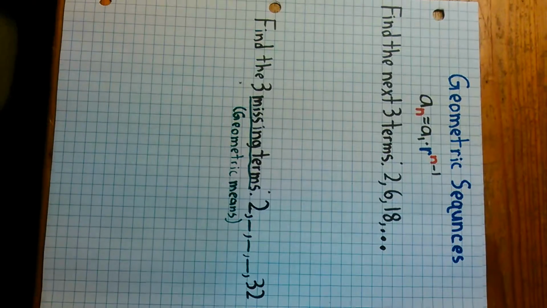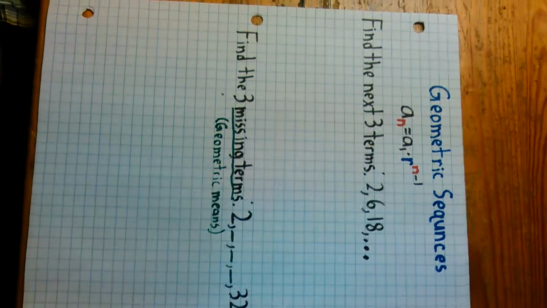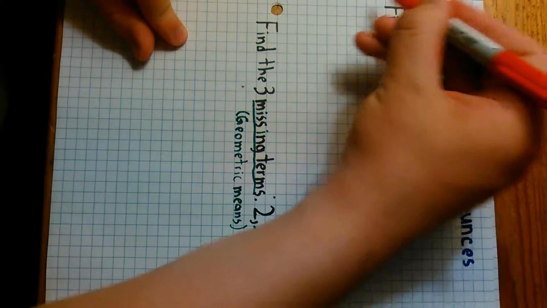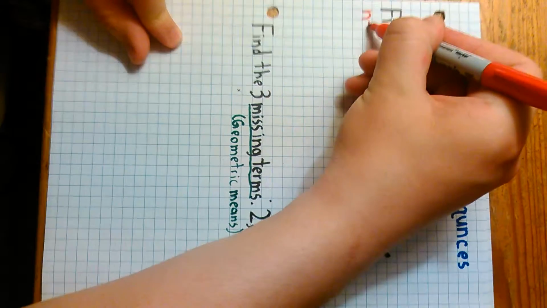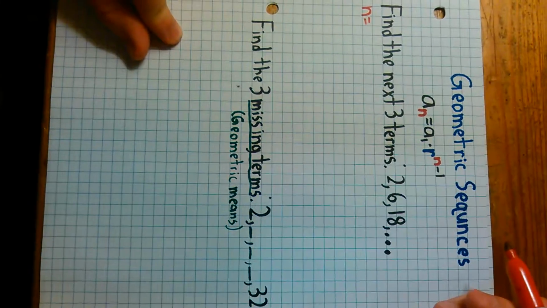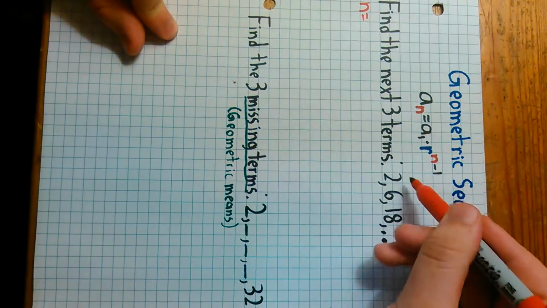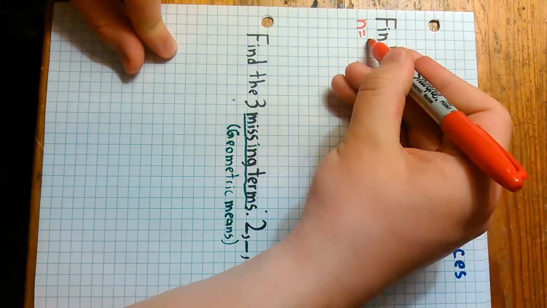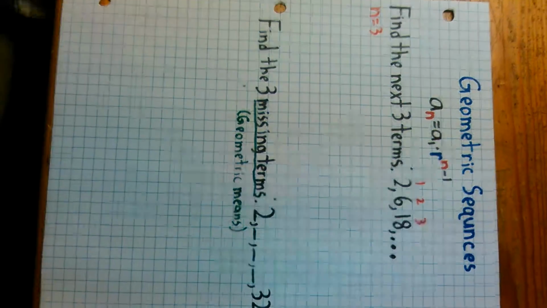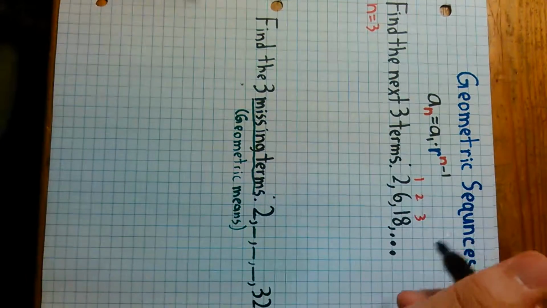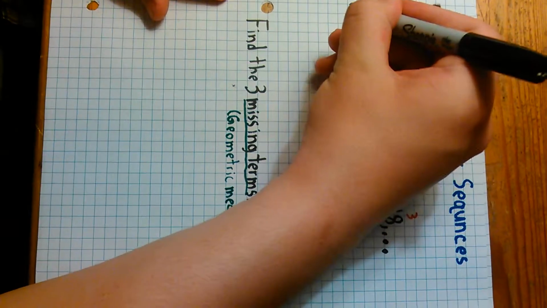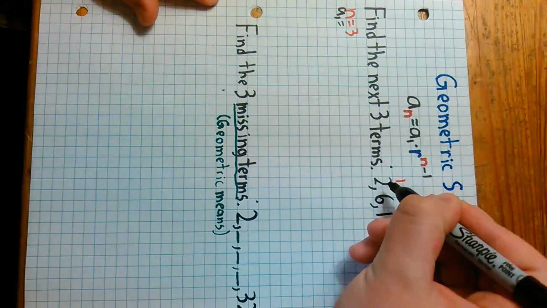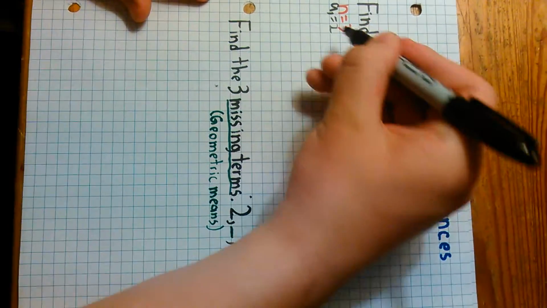So what we do first is we'll figure out what each of our variables are. First, we'll start with n. So n equals just the number of terms in the series, which is 3. We have 1, 2, and 3. So n equals 3. Then we have a sub 1. A sub 1 is just our first term, which in this case is 2. So a sub 1 equals 2.